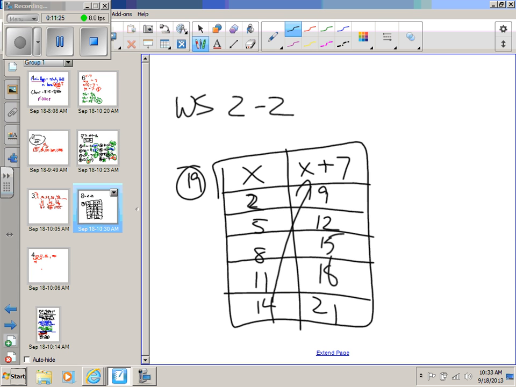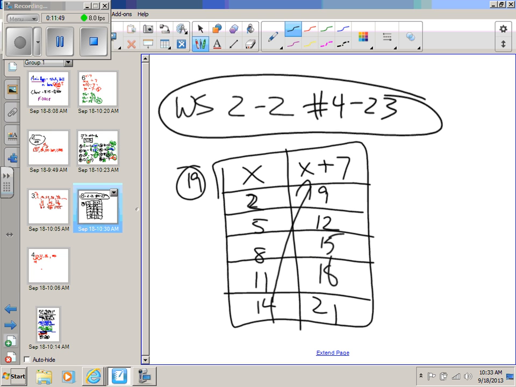And then 23: a cellular phone company charges a $49.99 monthly fee for 600 free minutes. Well, they're not free if you're paying $49.99. Each additional minute costs 35 cents. This month you use 750 minutes. How much do you owe? You should be able to handle that one too. So 4 through 23 for tomorrow. We got about 10 minutes.